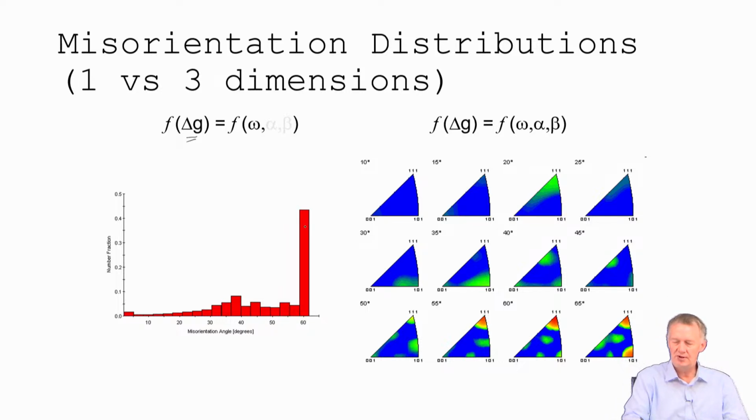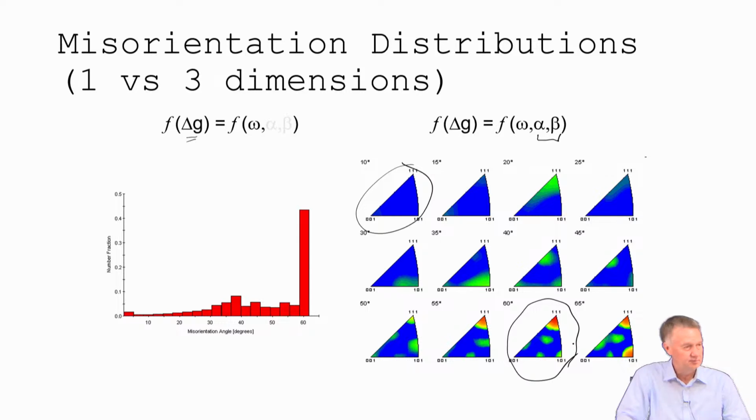Okay, if we include the alpha beta, then we have to plot it up in 3 dimensions. So now the angle, each one of these bins, is now being plotted as a unit triangle. Right, so this 60-degree bin is this one right here. So now you can see that all of these boundaries, or the majority of the 60-degree boundaries, have a 111 rotation axis. Okay, that's something we didn't know from this. Maybe we knew because we had FCC material that was heavily twinned or something. But maybe we didn't know that.